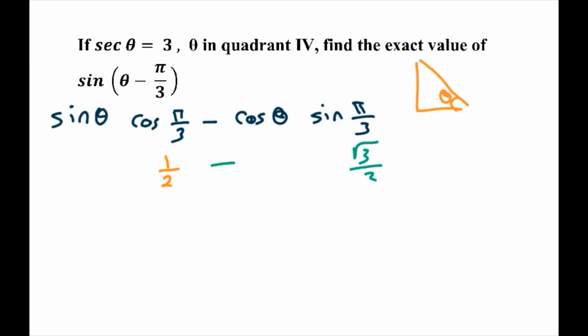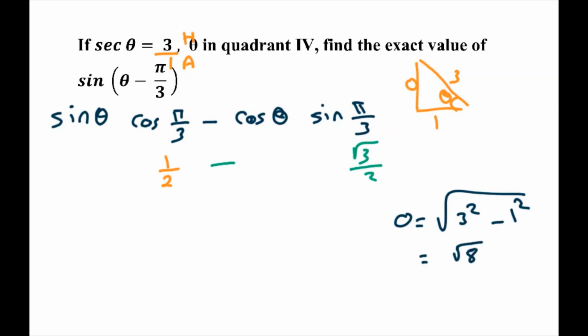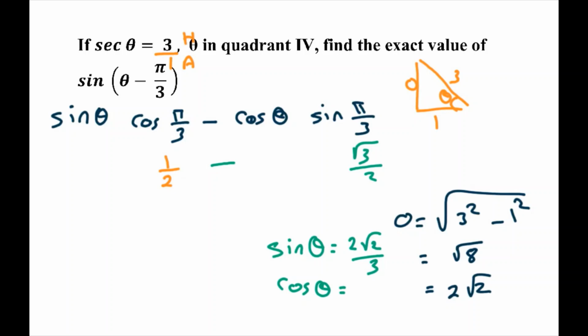By using that secant is 1 over cosine, so that's going to be basically the hypotenuse and adjacent. So this is 1 and this is 3. We need to find the opposite. Opposite will be equal to the square root of 3 squared minus 1 squared, and that's equal to the square root of 8, which is 2 square root of 2. So by doing this, we know that sine theta is going to be equal to opposite over hypotenuse, which is going to be 2 square root of 2 over 3. Cosine theta will be 1 over 3.